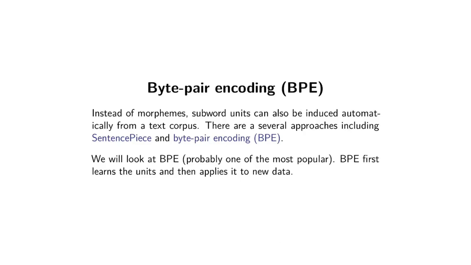So in the last, I guess, decade or so, people have switched to units that you automatically get from the data. So I give a technique a whole bunch of text, and from that, it extracts units that are subword units. So they're not words, they're not characters, they're somewhere in between, but I don't have to define it by hand. I actually just run a little algorithm on my data and I get it out. There are two very common approaches. SentencePiece is one, and then byte-pair encoding, the one we're going to look at now, is used very, very often. Okay, and here's the algorithm.